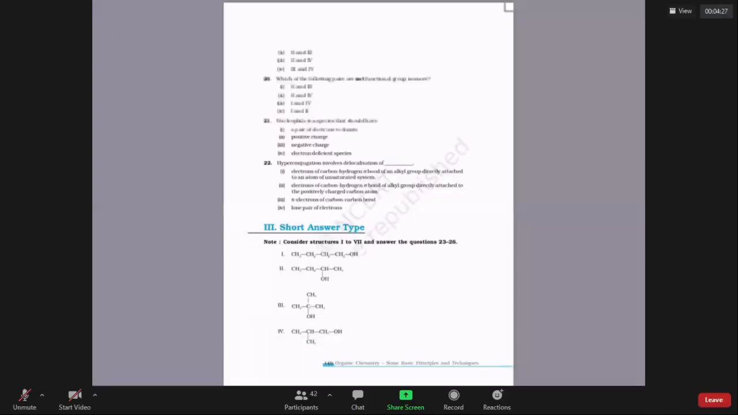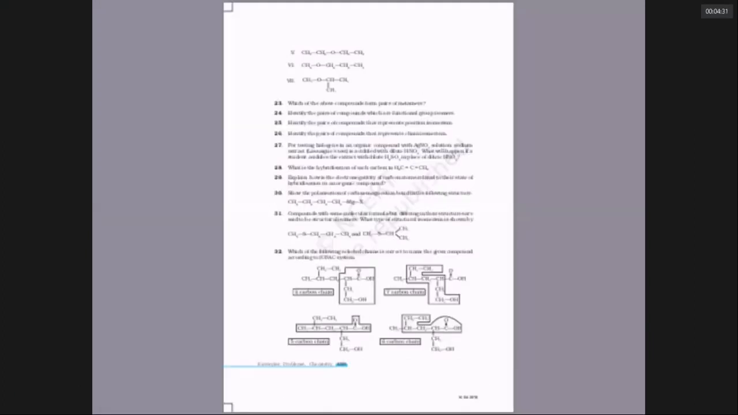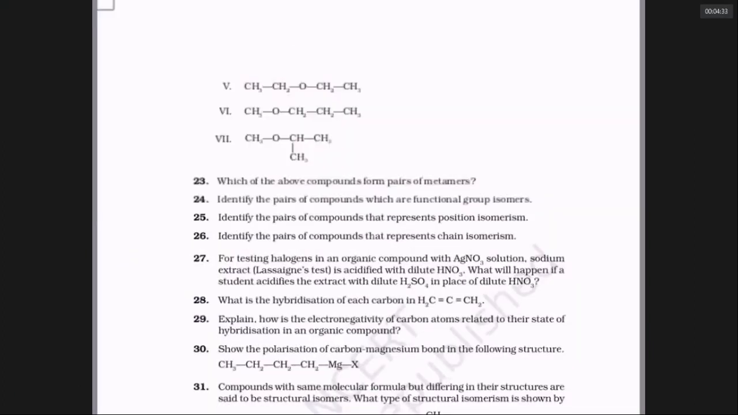Functional group isomers means compound number 1 and compound number 5 are functional group isomers. Identify the pair of compounds that represent position isomers. Compounds 6 and 7 are position isomers, because in compound 6 the position of the alkoxy group is carbon 1 of the propyl group, while in compound 7 the position of the alkoxy group is carbon 2 of propane.